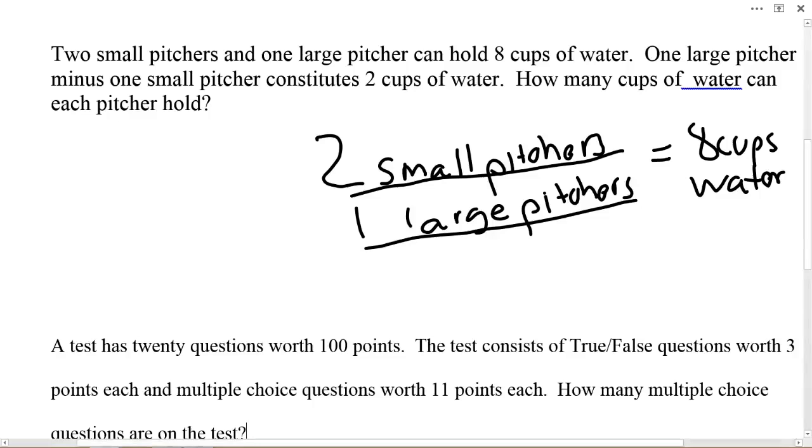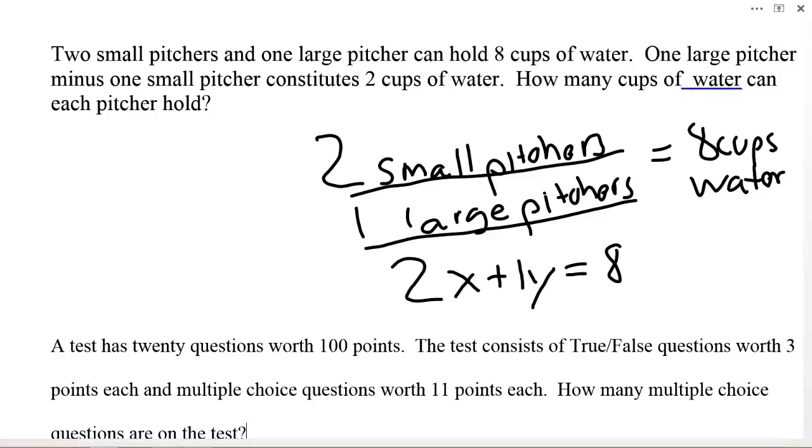Okay, so we have two small pitchers. Let's designate X for the volume of water for the small pitchers, plus, and we have one large pitcher, so we'll say 1, and then for the large pitcher we just use Y. That Y will be the amount of water that the large pitcher has, and it will equal 8 cups of water. Okay, this is the first equation we could write.